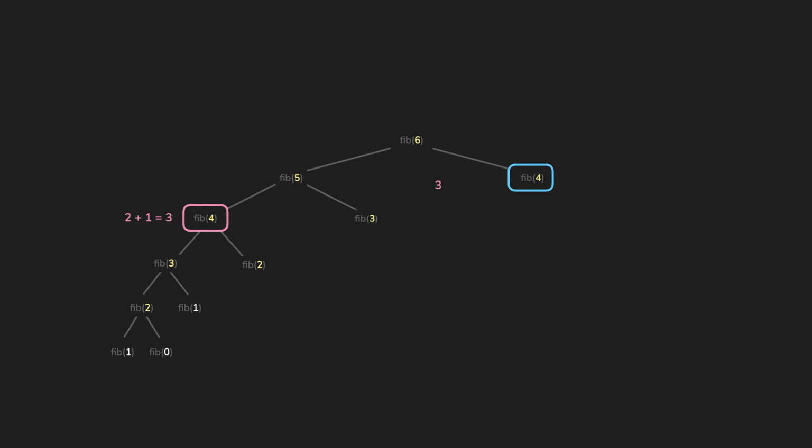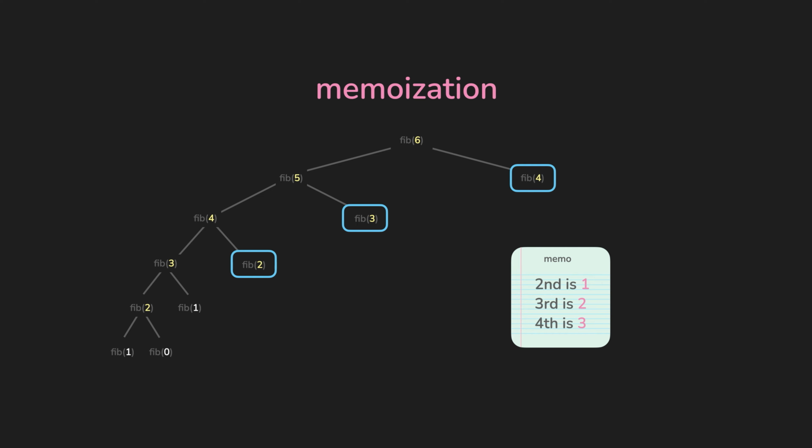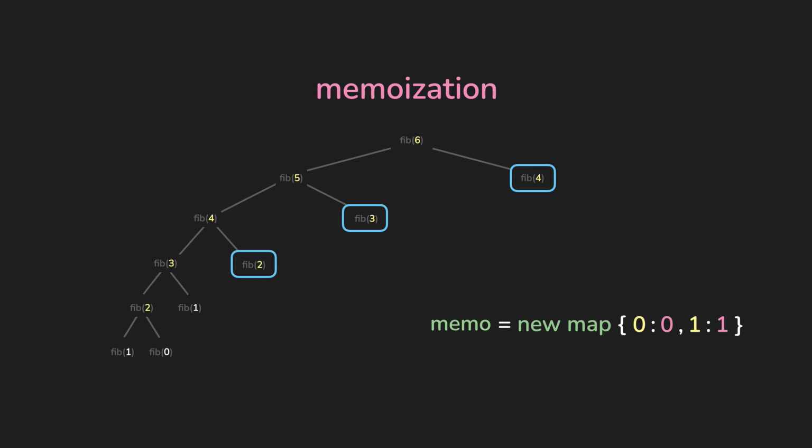There is a word for this, and it's called memoization. It comes from memo. Let's use a map to store the intermediate results. The keys are the indices, and the values are the corresponding number in the Fibonacci sequence. We will initialize it with 0 and 1 for the first two numbers.